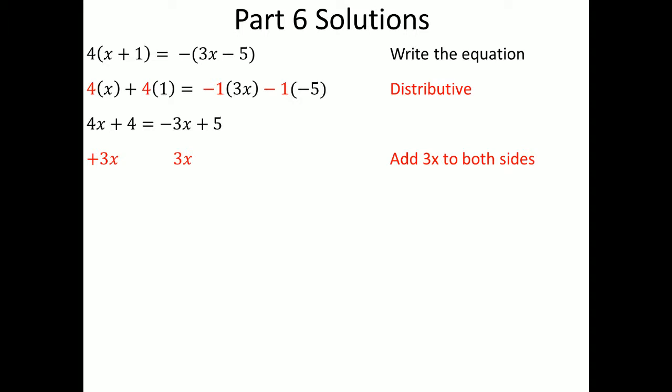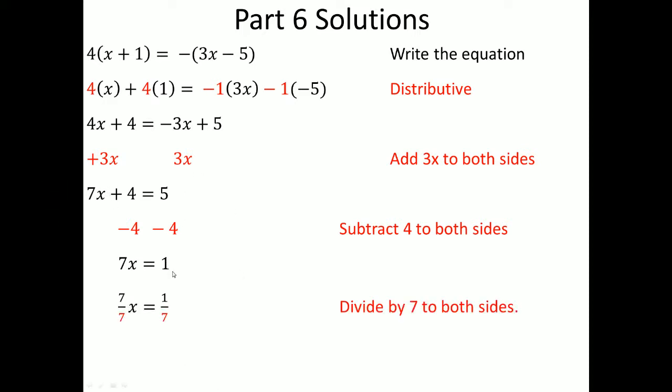Add 3x to both sides. You get 7x on the left hand side. The 4 comes down, the 5 comes down. Subtract 4 from both sides. You have 7x left on the left hand side. 5 minus 4 is 1. Divide by 7 on both sides because you're trying to get the coefficient, or the number in front of the variable, as 1. You get x equaling 1 over 7 as the solution.